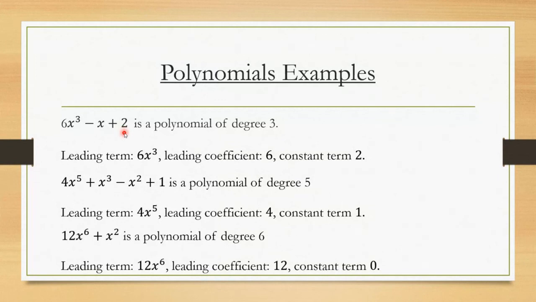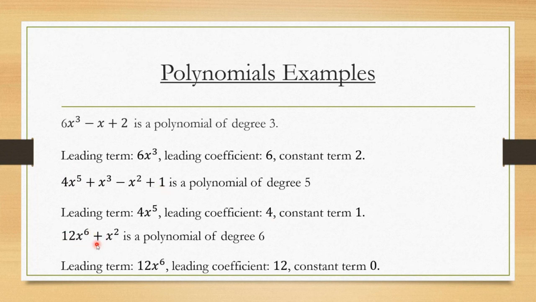Here's another example. We have a polynomial of degree 5. Why is that? The biggest exponent of x here is 5. This term, where that exponent is, is the leading term, and the coefficient of this term is the leading coefficient. It's 4. The 1 has no variable, so it's the constant term.